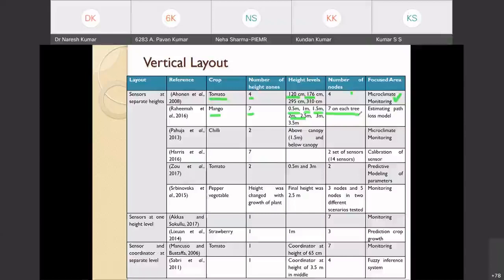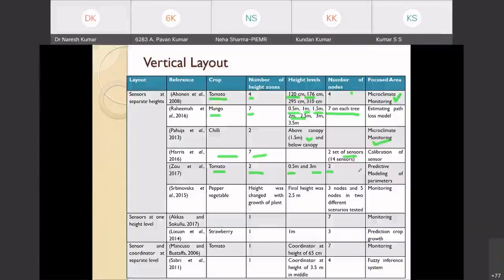Then for Chile also it was done, above the canopy at 1.5 meter, for microclimatic monitoring. Then we have a case where the kind of crop was not mentioned, but the number of height zones was 7, with 2 sets of sensors, so a total of 14 sensors were used, and that was used for the calibration of the sensors. Then for the tomato, again, the number of height zones was 2, at 0.5 meter and 3 meter, so the number of nodes is 2. So this was for predictive modeling and the parameter.